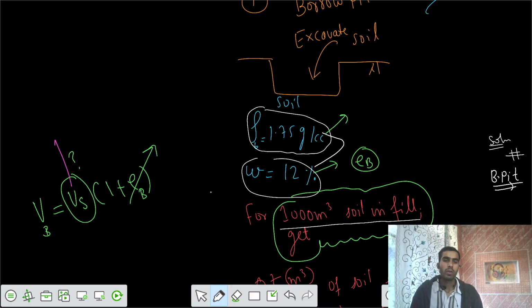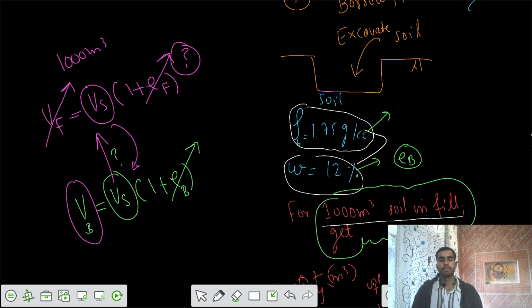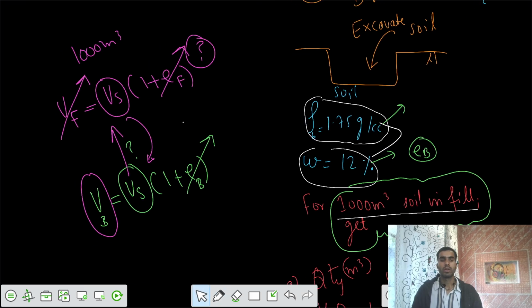To get the value of V solids, I have to use one more equation: the volume of total soil in the fill should be equal to the volume of solids into 1 plus E fill. So I need to calculate now the void ratio in the fill, for your volume of fill equal to 1000 meter cube. From that I can get the volume of solids. Then I substitute the volume of solids here, and then I can get the volume of the borrow pit. So this is the procedure we have to use.